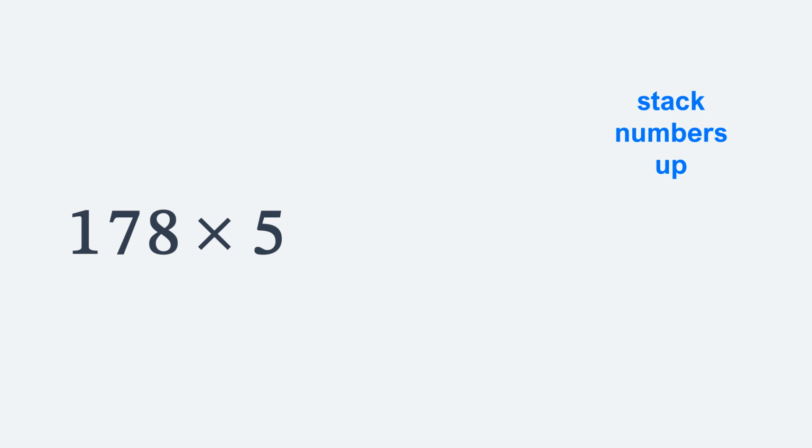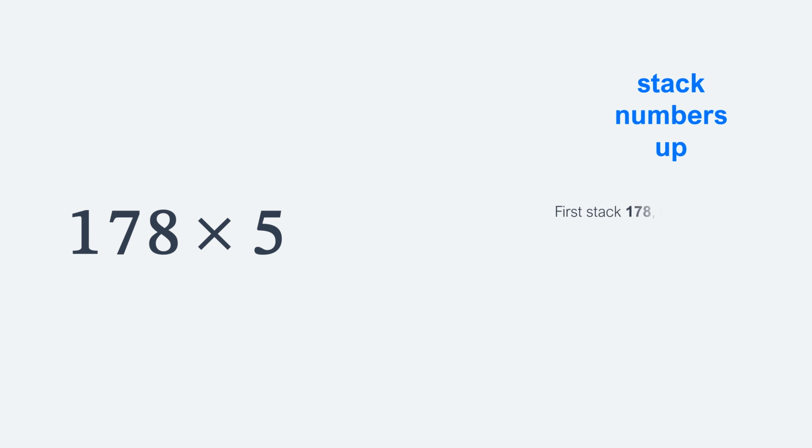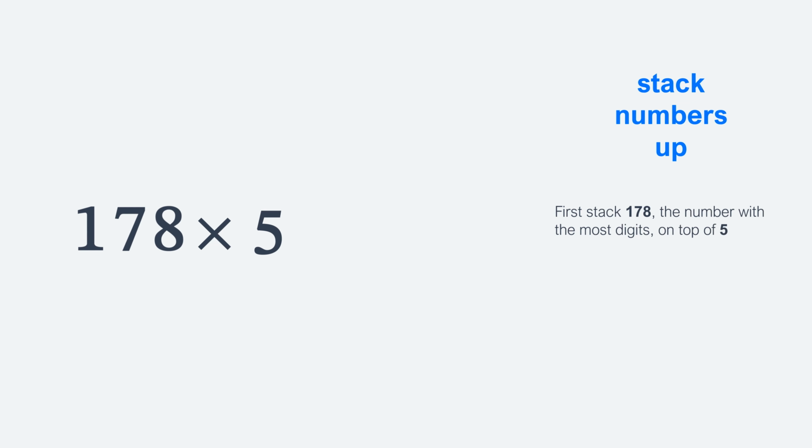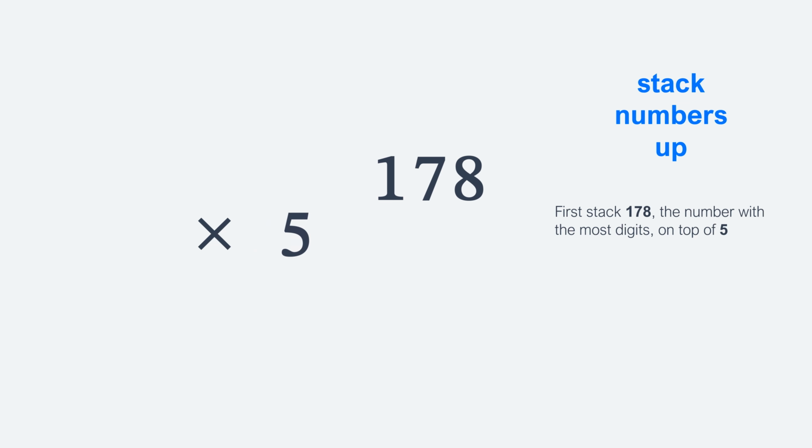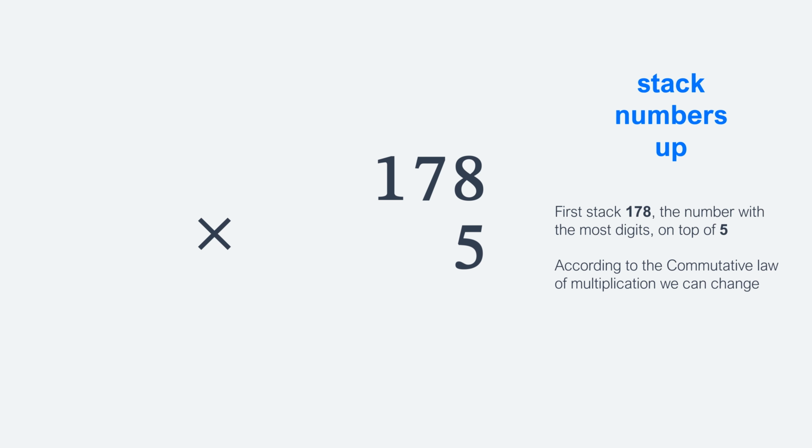Okay, let's start. Let's try to multiply 178 by 5. The first thing we need to do is to rewrite the problem in a stacked form. Instead of writing the numbers side by side, we stack them on top of one another. First, we stack 178, the number with the most digits, on top of 5, the number with the fewest digits. According to the commutative law of multiplication, we can change the order of the numbers if we are multiplying them. It will not affect the answer.